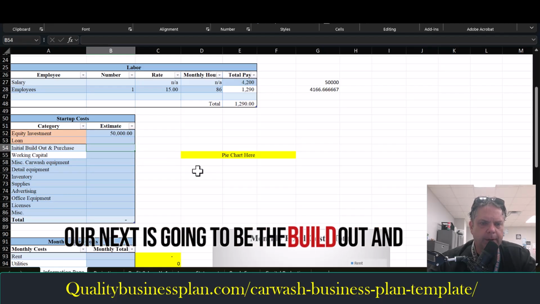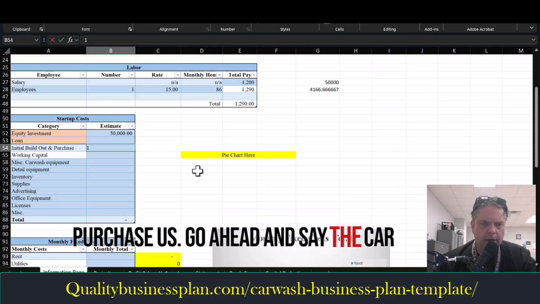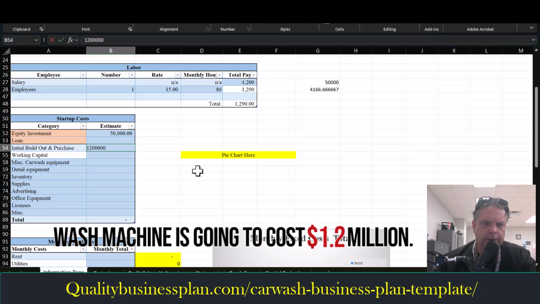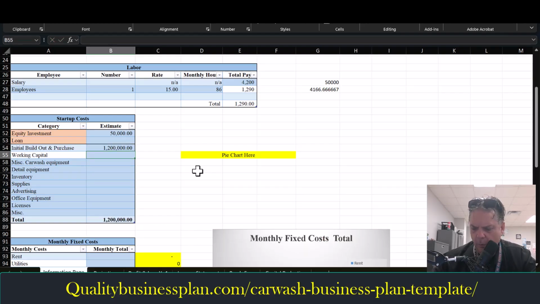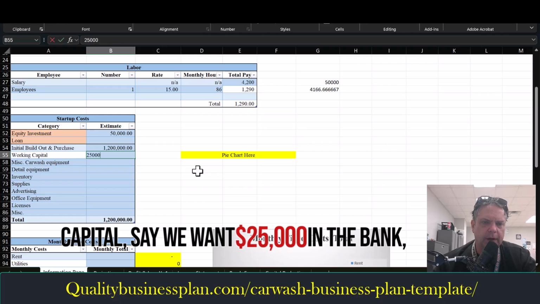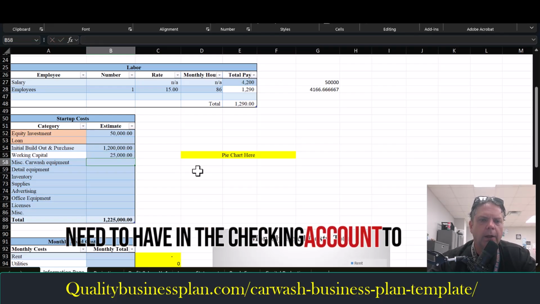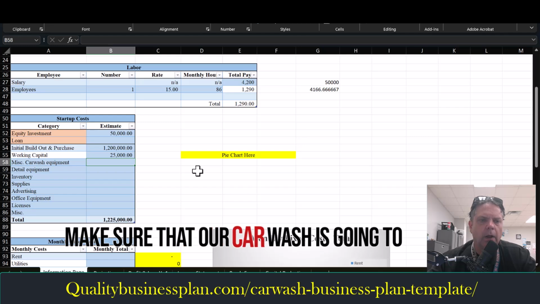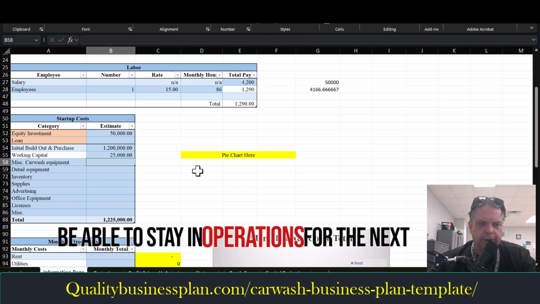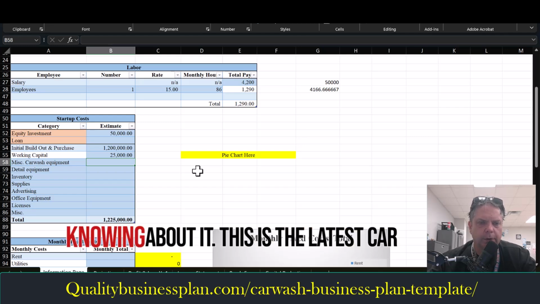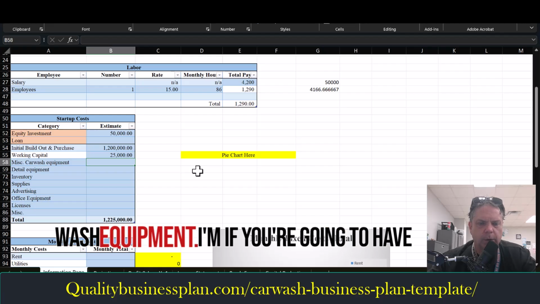All right, next is going to be the build out and purchase. Let's go ahead and say the car wash machine is going to cost $1.2 million. Working capital, say we want $25,000 in the bank. Working capital is how much money do we need to have in a checking account to make sure that our car wash is going to be able to stay in operations for the next 3 or 4 months until people start knowing about it.